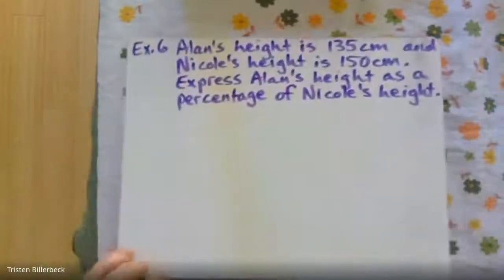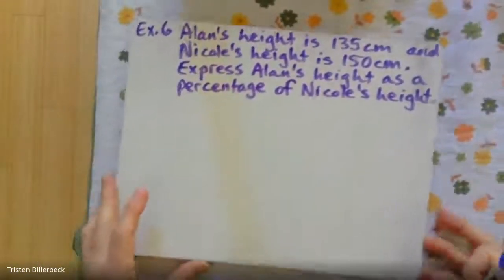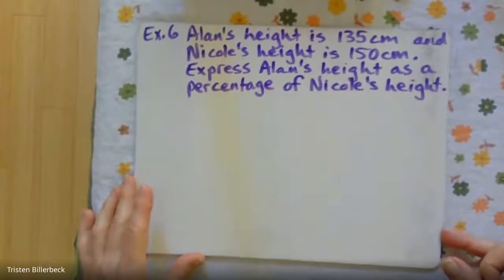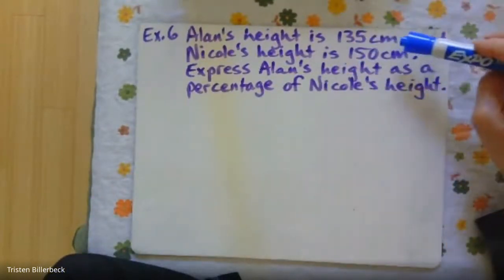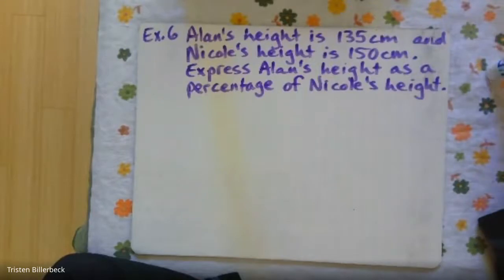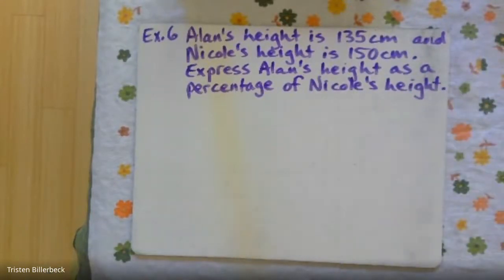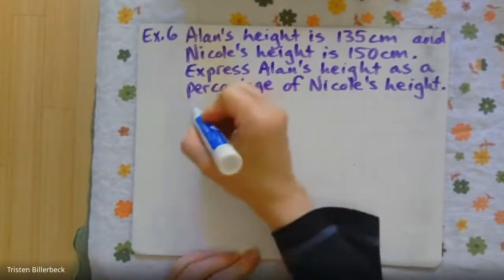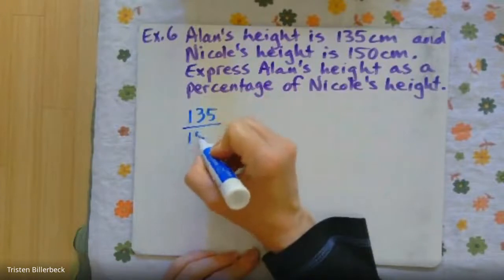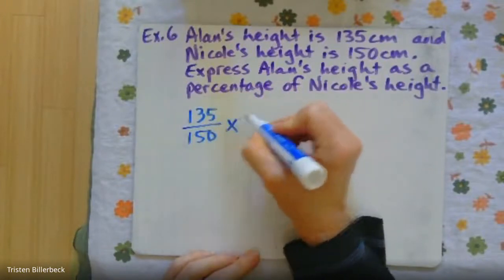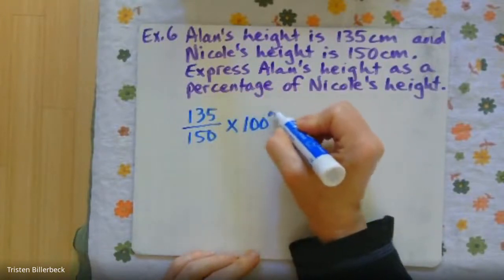Okay, the last example for this section, we have Alan's height is 135 centimeters, and Nicole's height is 150 centimeters. Express Alan's height as a percentage of Nicole's height. So we have 135 over 150 times 100%.